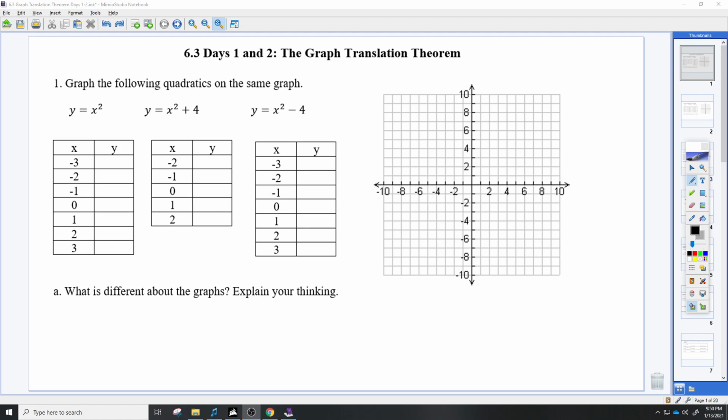We're going to start off 6.3 with really no warm-up at all. We're going to get right into a warm-up problem by doing some graphing. So there's nothing to start with. We're just going to get right into it and do some graphing of these quadratics. It's also going to be split up into two different parts. This is for days 1 and 2 for the graph translation theorem.